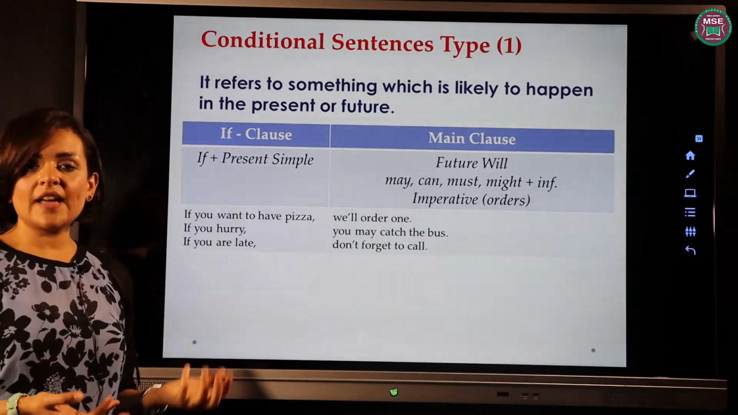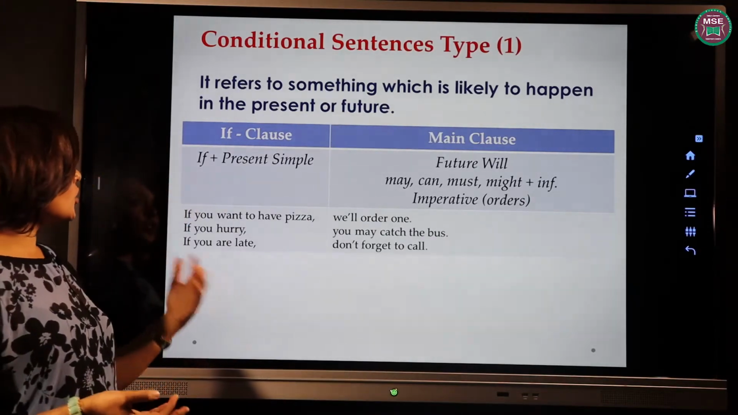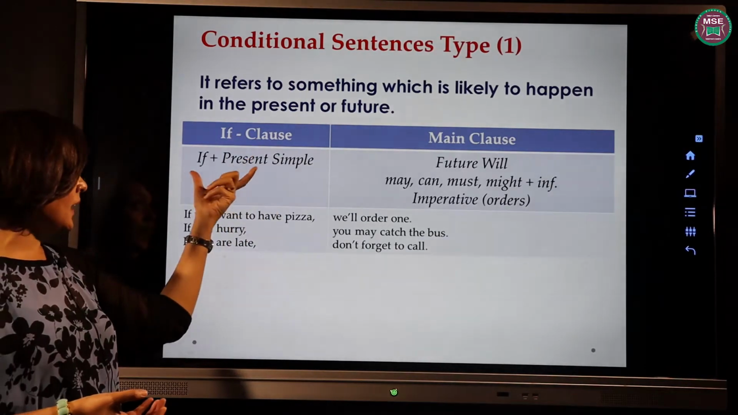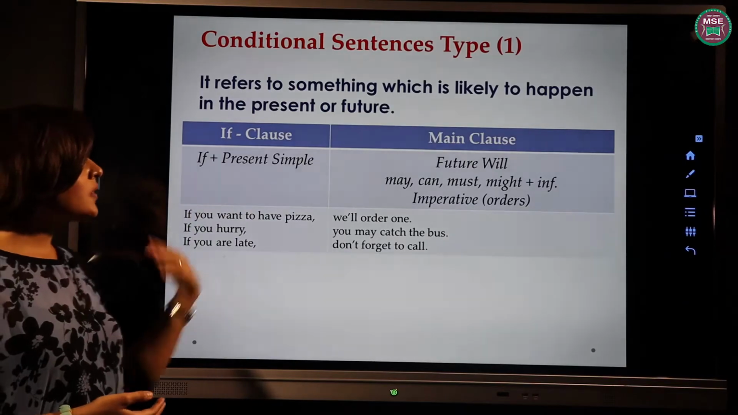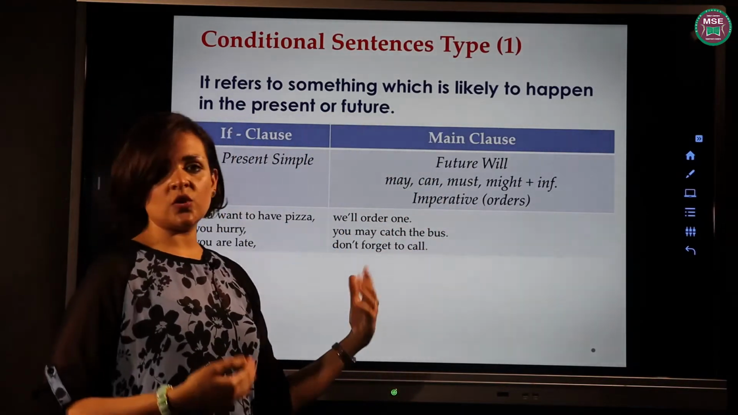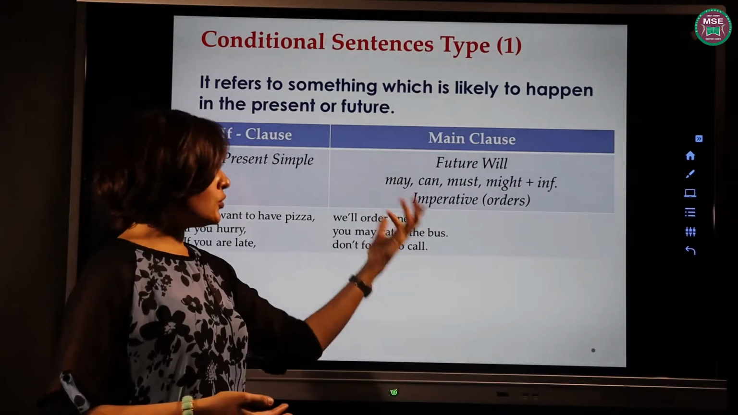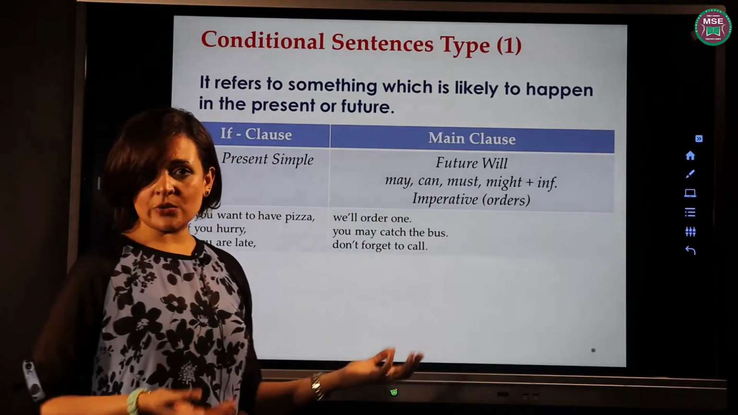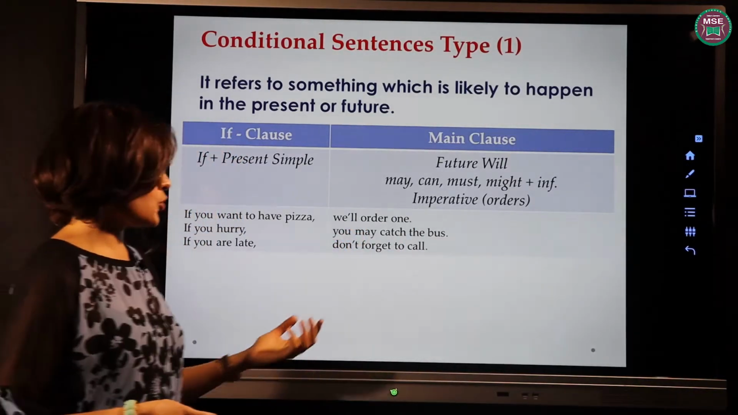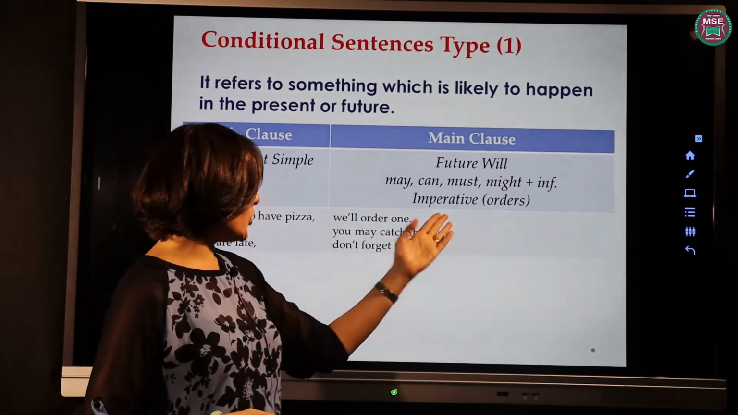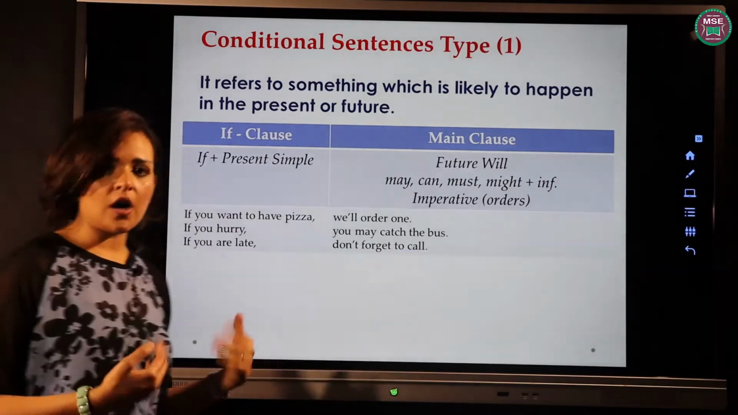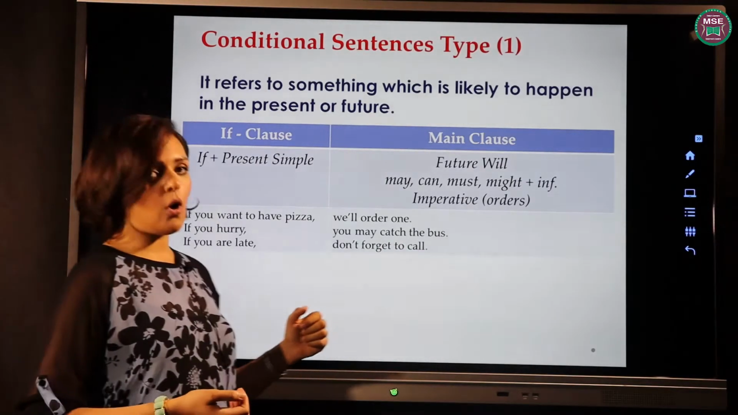What is the rule for the first conditional? The first conditional always comes in the present simple form in the if part. What about the result? The result can be in the future using will, in the future using may, or in the present using can, or must, or might, plus the infinitive verb for sure, or I can put an order here like the last example. If you are late, don't forget to call me.